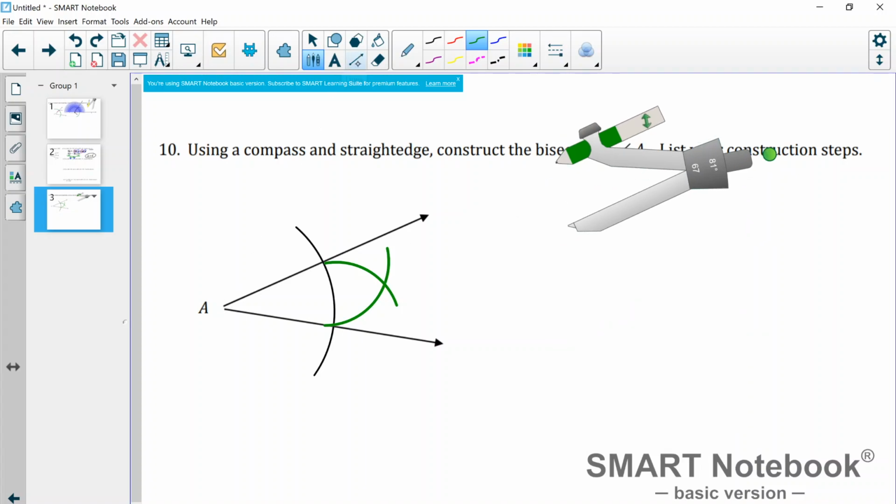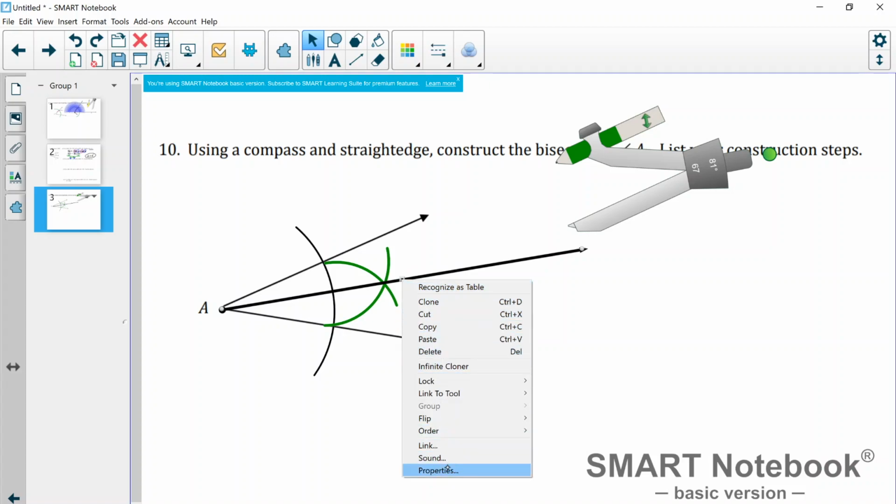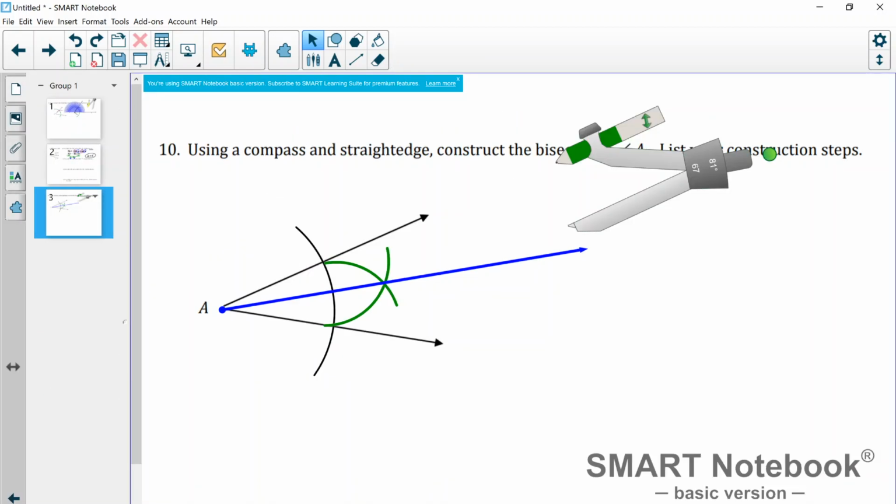So what I'm going to do is draw a ray from point A out through that point of intersection. And we have now successfully bisected that angle. So again, simple construction using a compass and a ruler.